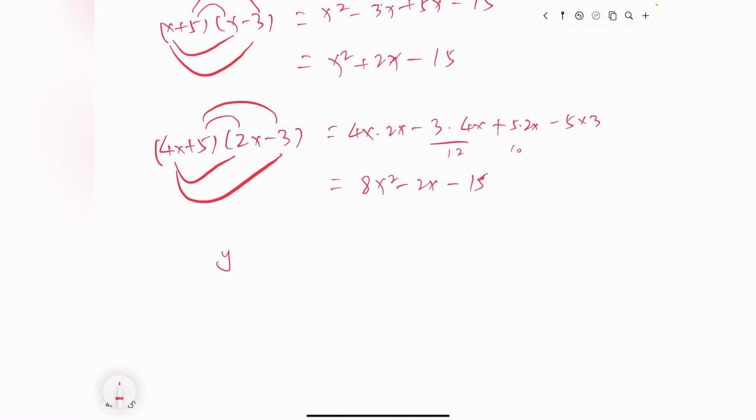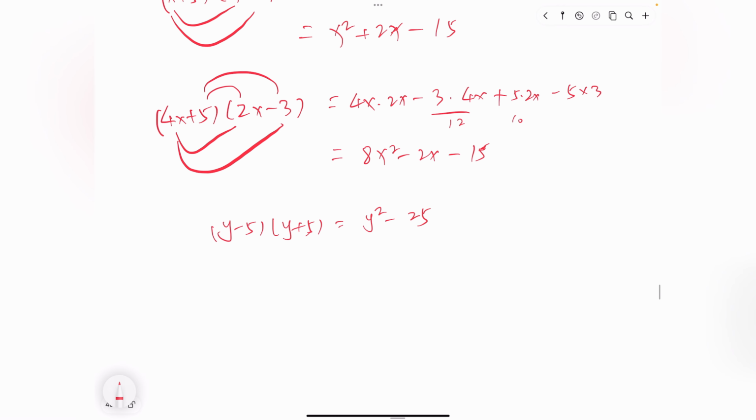So for practice, we have (y - 5)(y + 5), difference of two squares, equals y squared minus 25. (3x - 2) squared equals (3x) squared minus 2 times 3x times 2 plus 2 squared, equals 9x squared minus 12x plus 4.